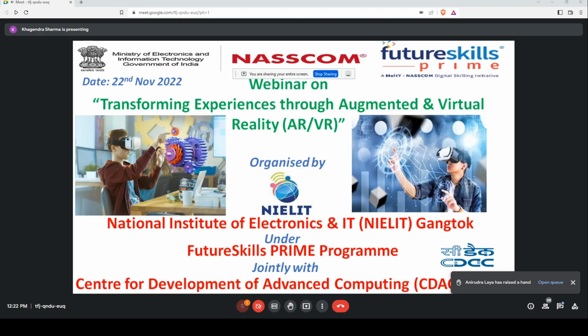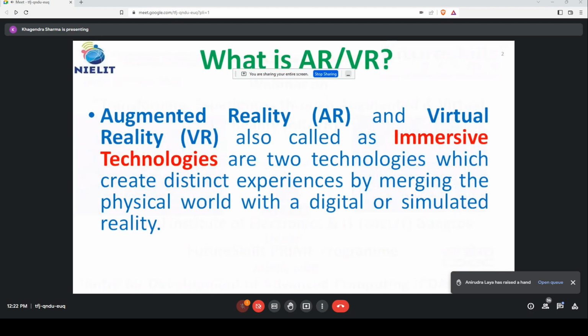Okay, so as the topic says, it's future skills. I mean, it is one of the emerging technologies, right? AR/VR is one of the emerging technologies. That's why under this FutureSkills Prime, and Prime stands for Program for Reskilling and Upskilling of IT manpower for employability. Okay, so we are conducting this program jointly with CDAC Pune, who is the lead center for AR/VR under this particular project. Okay, so without wasting much time, I'll directly go to the topics that we will be covering.